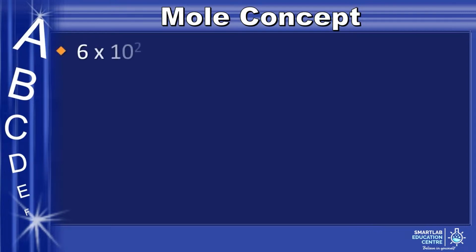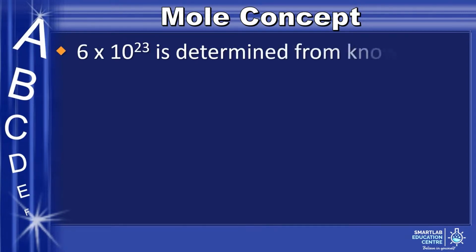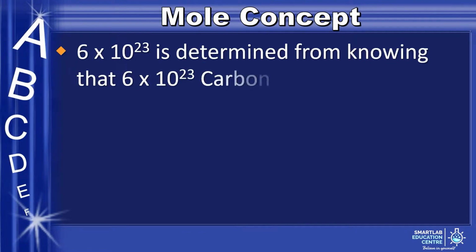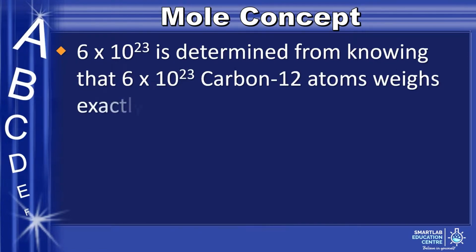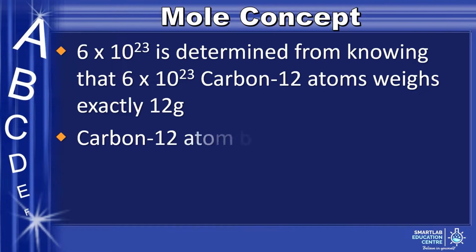6 times 10 to the power of 23 is determined from knowing that 6 times 10 to the power of 23 carbon-12 atoms weigh exactly 12 grams, and therefore the carbon-12 atom becomes a reference point.